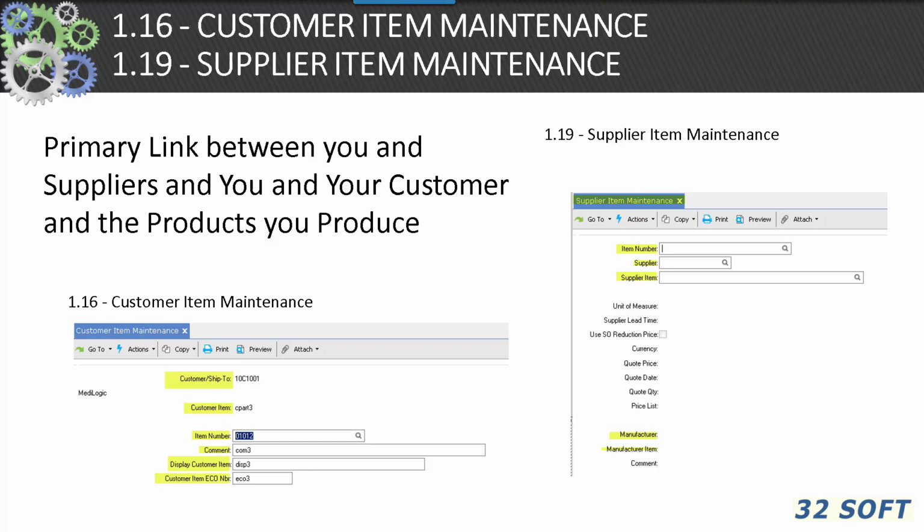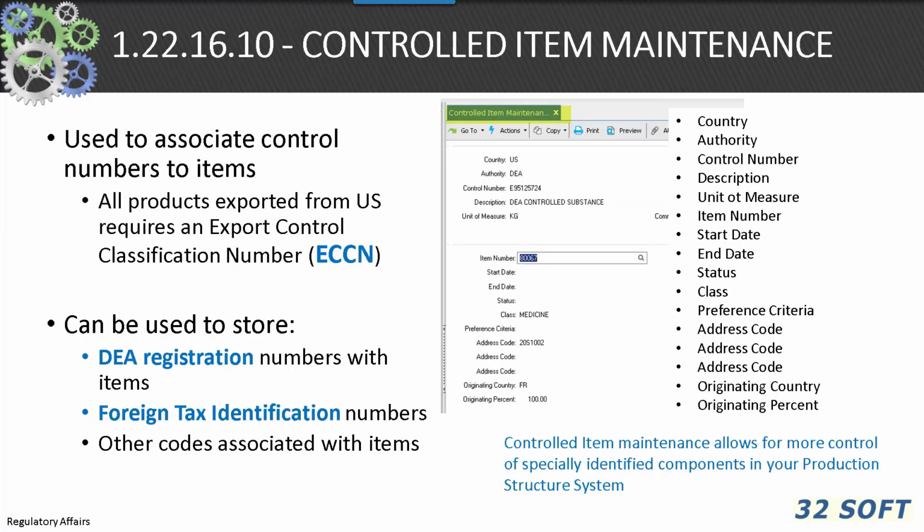1.16, customer item maintenance, and 1.19 lets you relate your internal system data to your customer and supplier's ERP data. Just like you and your part number, the other members of your supply chain have their own unique identifiers. You can define supplier items, quote data, customer items, link to customer engineering controls, good information.